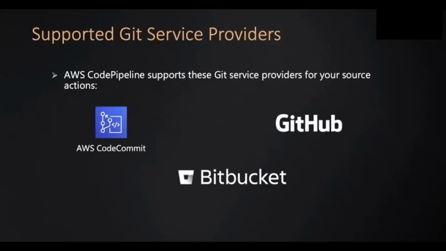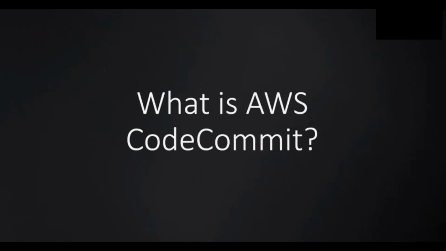We can use it with other things. So there it is, Bitbucket, GitHub. It looks like right now the support for these two is already there, but they are adding more support for the other kinds of providers. So it supports these Git service providers for your source action. The original source code can come from GitHub or Bitbucket. There is direct support here.